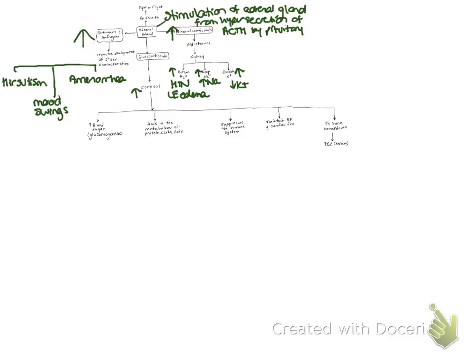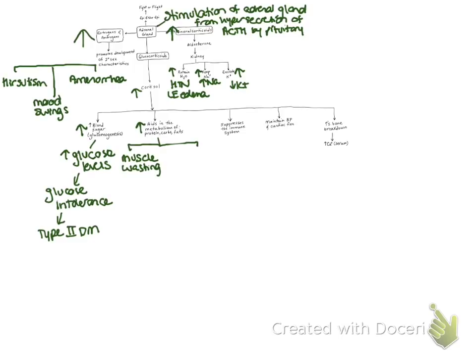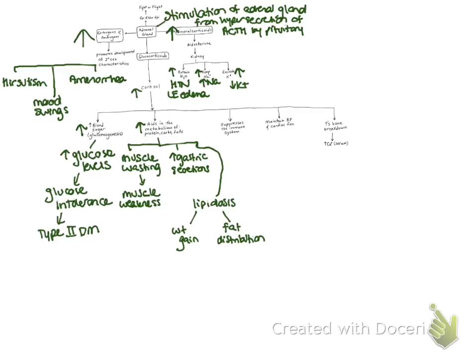Cortisol is going to be increased. So we're going to have increased blood sugars. So that's going to cause increased glucose levels, which is going to cause us to have glucose intolerance and develop type 2 diabetes. It's going to have an increase in metabolism. So we're going to get muscle wasting, which is going to lead to muscle weakness. We're going to get increased gastric secretions, and we're going to have lipidosis. And this is where you get those classic Cushing's symptoms, weight gain and fat distribution.